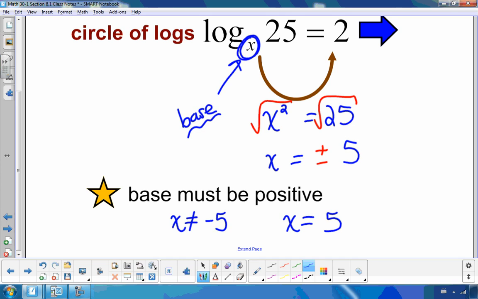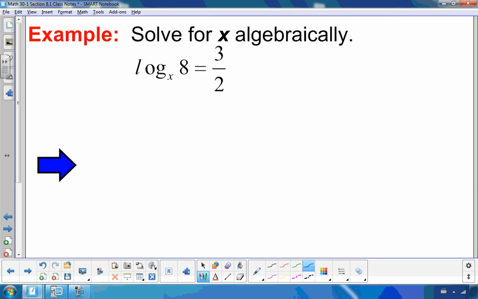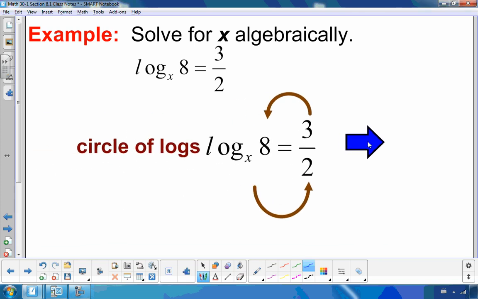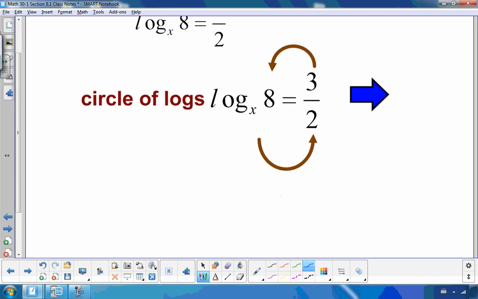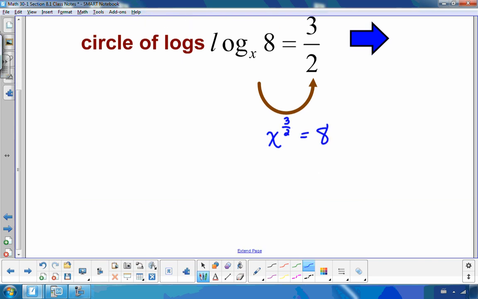Okay, let's try one more. So again, I'm solving now for the base. I'm going to use the circle of logs to help me out. So x to the 3/2 equals 8. So hopefully you guys remember how to do that from 10C. Anytime I have a fraction exponent, I raise it to the reciprocal, and to be fair, I do it to the other side as well.